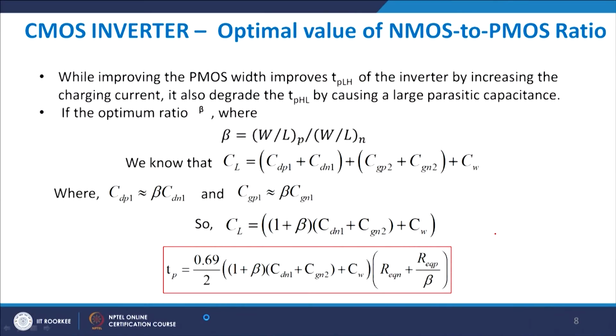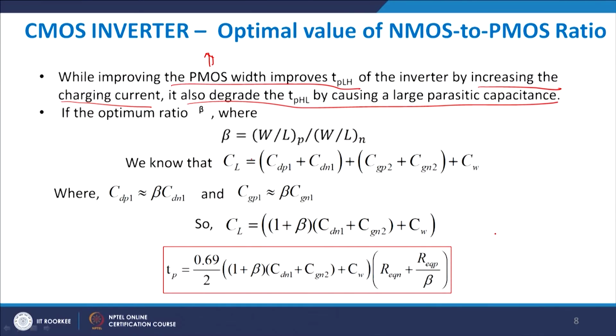Okay. Let me see the optimal value for NMOS to PMOS ratio. As I discussed with you, improving the PMOS width improves t_PLH, low to high. If you increase the PMOS width, t_PLH will go on reducing by increasing the charging current, but it also degrades t_PHL by causing large parasitic capacitances. Why? Because as you go on increasing the PMOS width, the PMOS itself might be doing very well, but it will start loading your external load capacitance. So the parasitic capacitance will be larger and larger. On one hand you are reducing the value of R_equivalent_P, but at the same time your capacitance is going on increasing. So we do not know exactly whether it will always be a win-win situation.